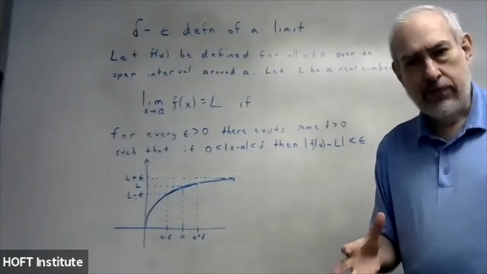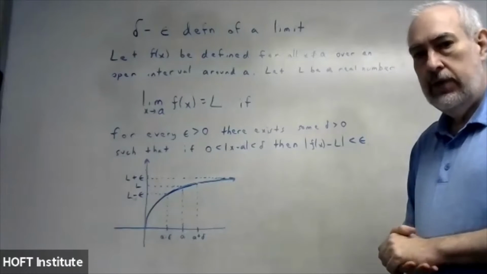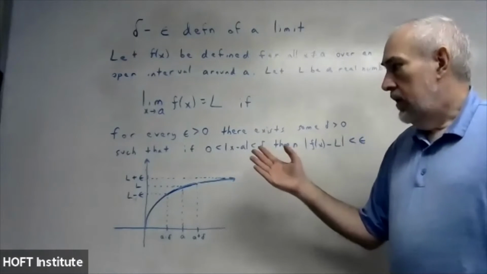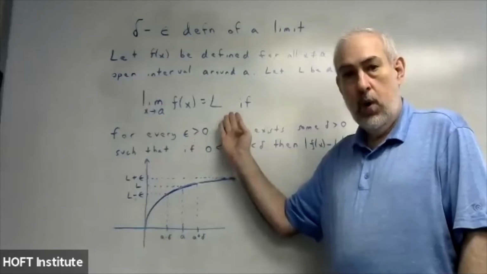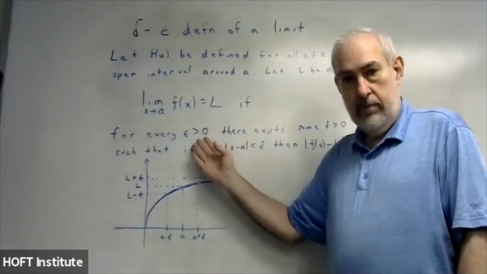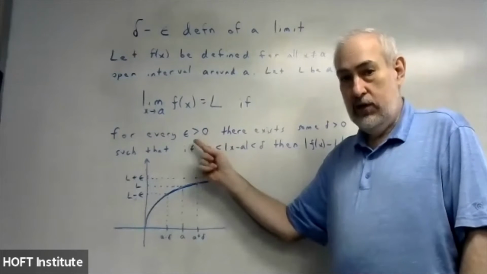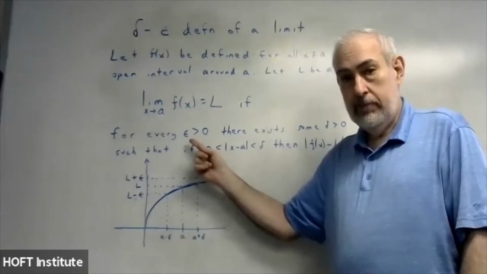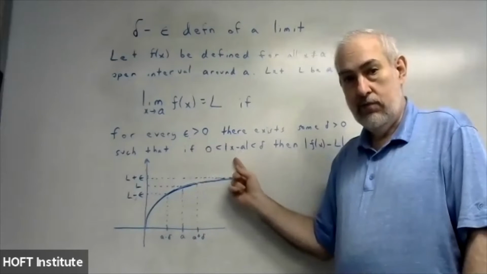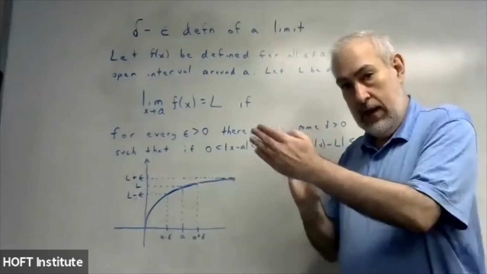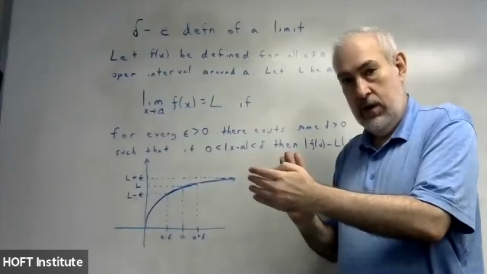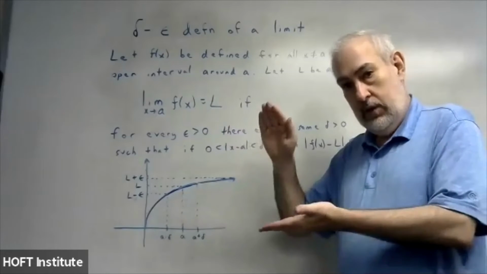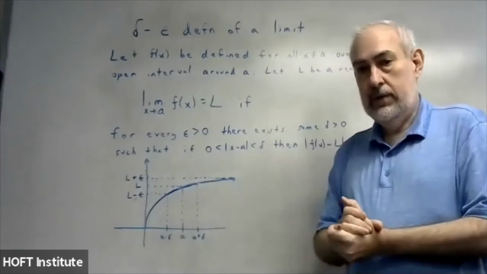You can sort of paraphrase all this by saying that your function has to get arbitrarily close to y equals L. By arbitrarily close, I mean epsilon could be really, really small. So no matter how close you want, we should always be able to find a region around a such that our function is now as close as you want in the y coordinates to L.